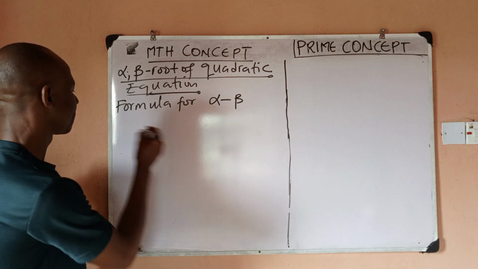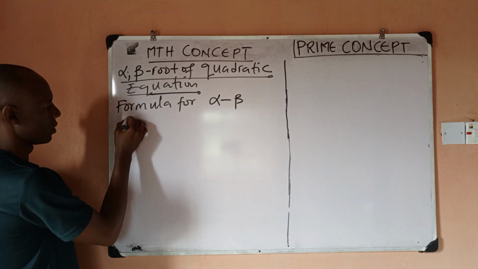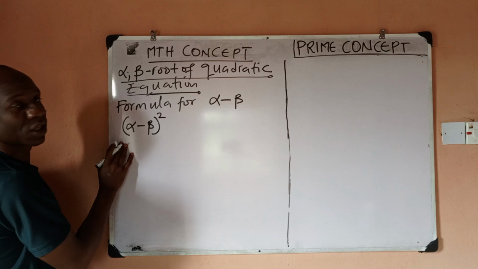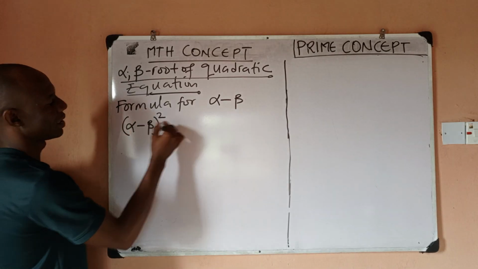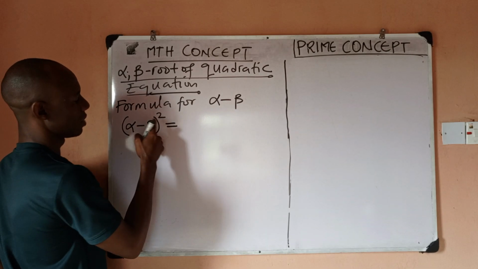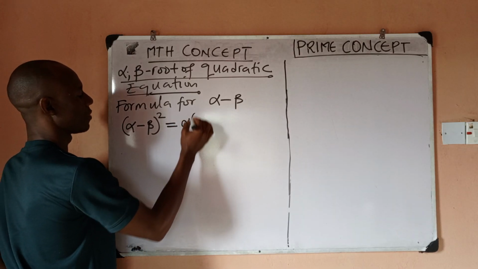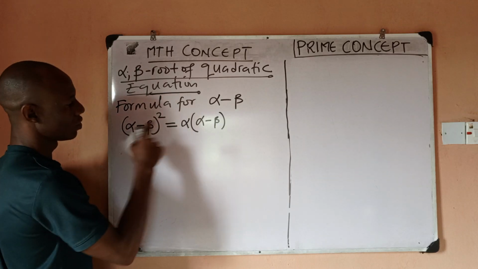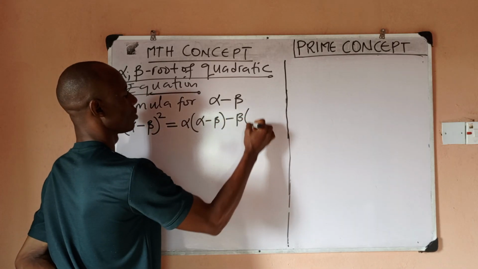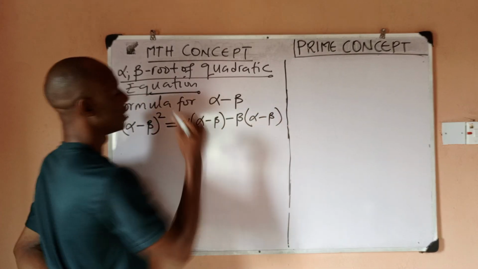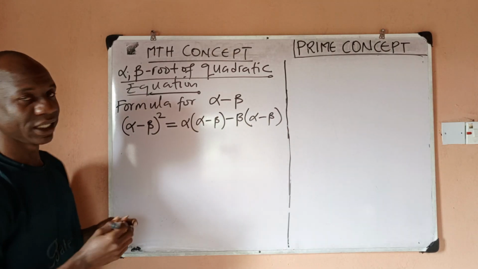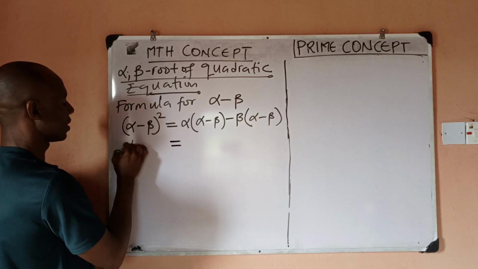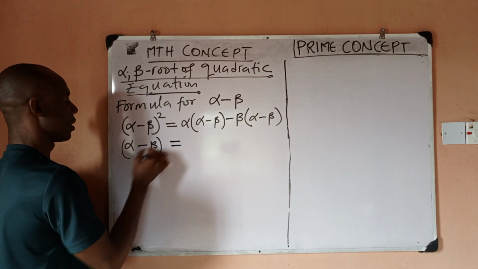Now, very quickly, you would recall that alpha minus beta all squared, we're going to start from here. This can be written as, remember, this would mean alpha minus beta into alpha minus beta. So this is what it would mean. I believe this is actually okay by you. Now, this is alpha minus beta all squared.